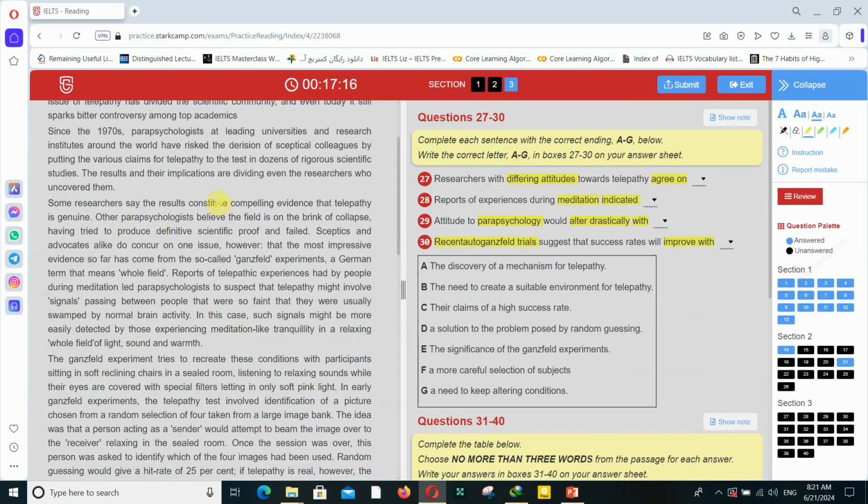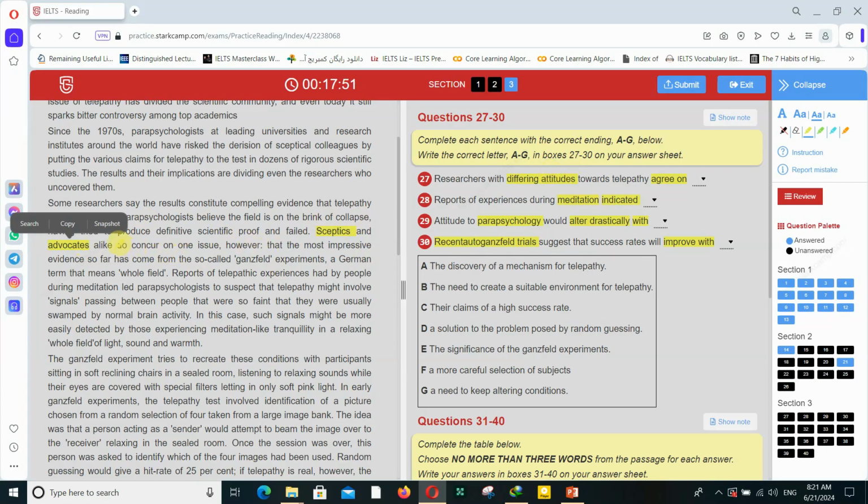Some researchers say the results constitute compelling evidence that telepathy is genuine. Other parapsychologists believe the field is on the brink of collapse, having tried to produce definite scientific proof and failed. Skeptics and advocates. Skeptics are people who are doubtful, and advocates are people who strongly believe in something. So skeptics and advocates could be the keywords for different attitudes.